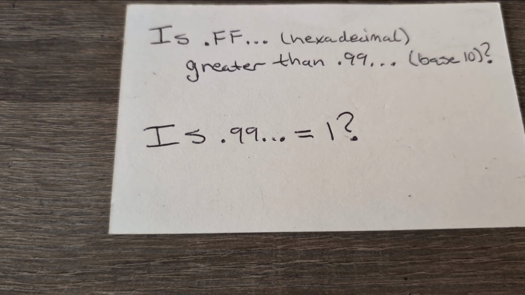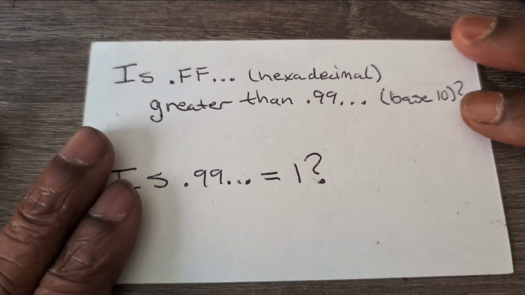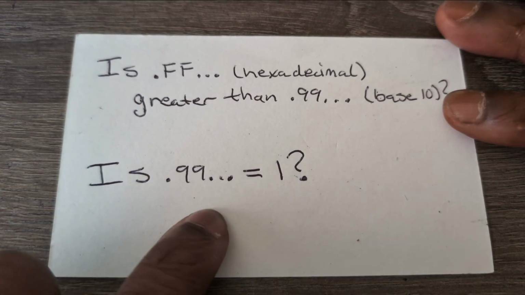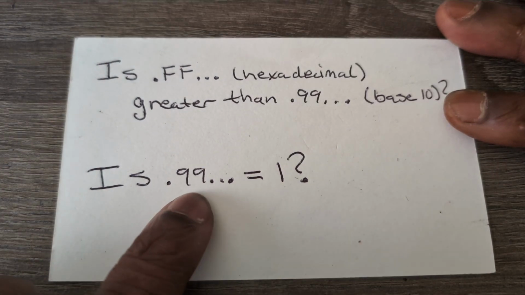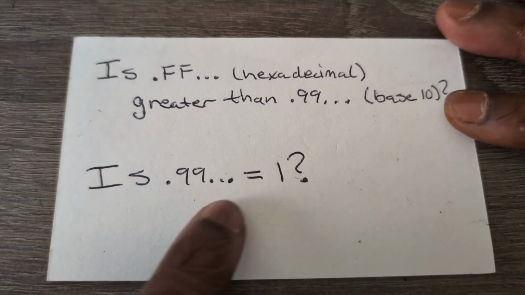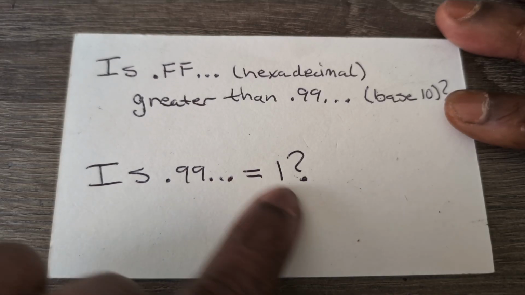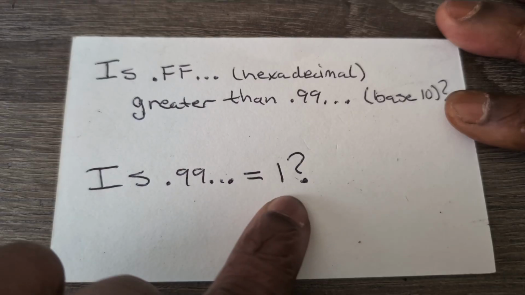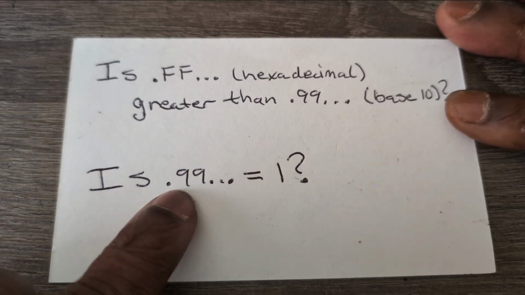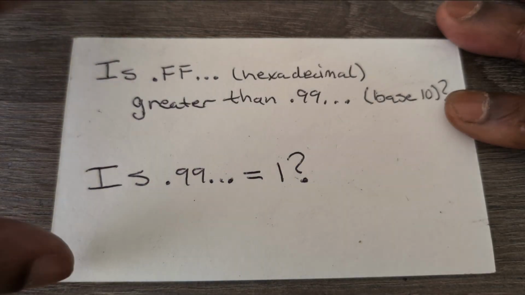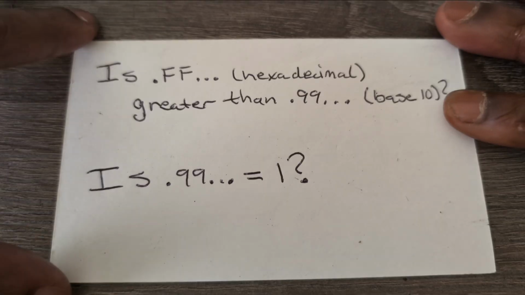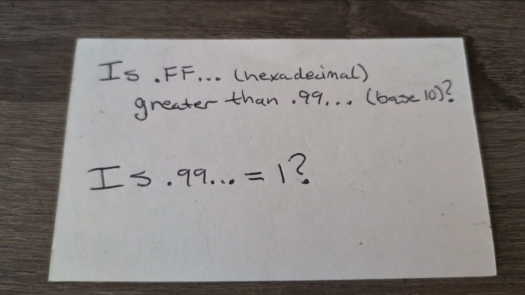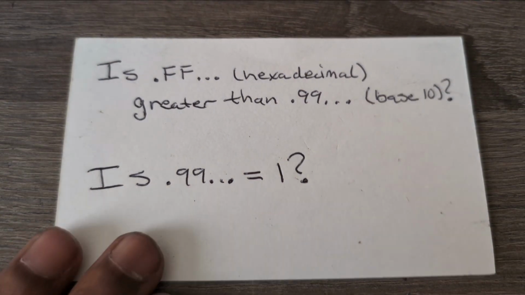So first off, to see whether this is equal to 1, we've got to see if something is greater than that. Because if this is greater than that, then 0.999 repeating is not equal to 1. So in order to do that, I'm just going to show a couple of things.